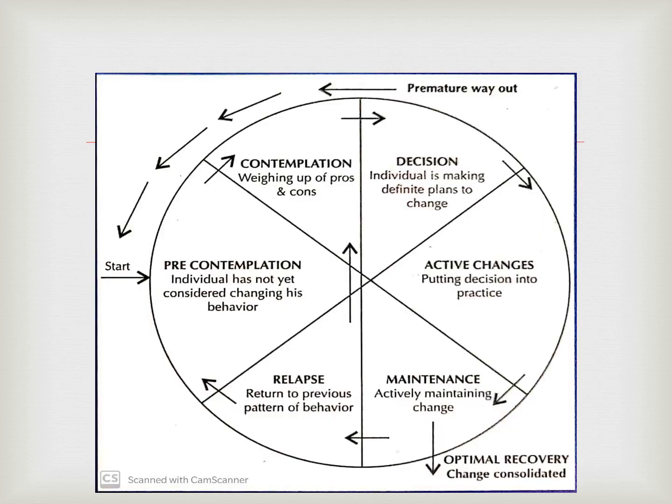This is a picture showing the stages of the change model. That is the pre-contemplation, where the individual has not yet considered changing his behavior. Then he goes to contemplation, weighing up the pros and cons, the positives and negatives, and also making a decision, where the individual makes definite plans to change the behavior. Active change is putting the decision into practice, and maintaining it is one of the things. If there is any relapse, a return to the previous pattern of behavior, optimal recovery can be done at the maintenance period. So that is the way the behavior changes.